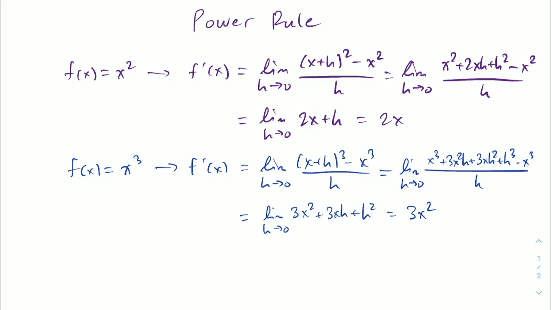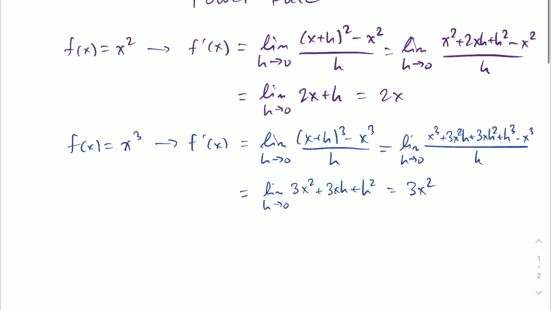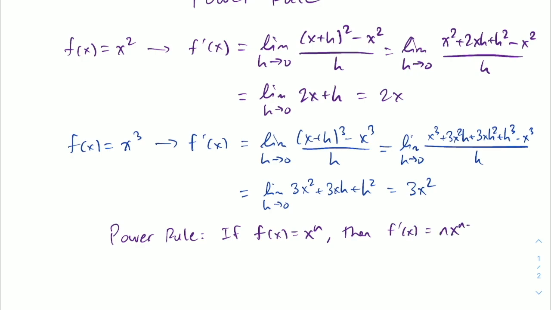Okay, so we're seeing a pattern. We look carefully at these two examples. x squared becomes 2x, x cubed becomes 3x squared. Here's my pattern. We're going to call this the power rule. If we have x to the n, then its derivative is going to be n x to the n minus 1. So the n comes down, becomes a coefficient, and the power gets reduced by 1.